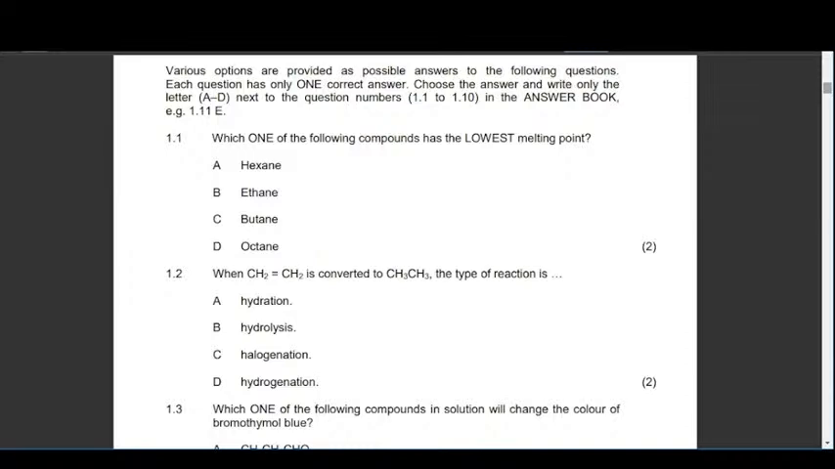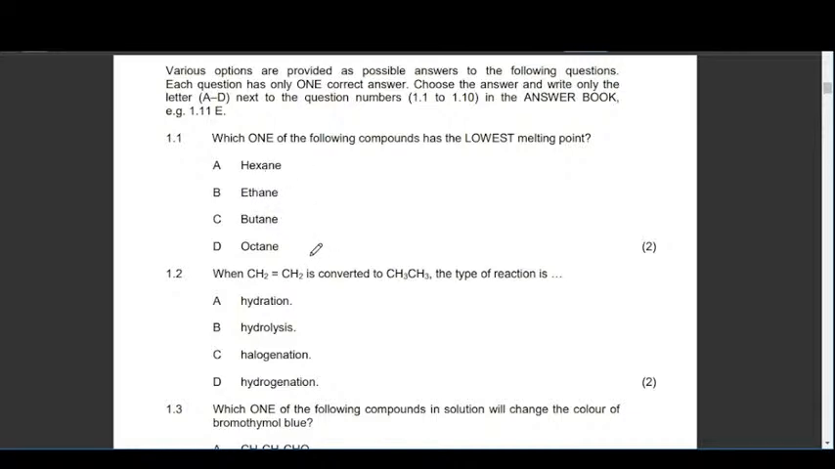All right, let's start with question 1. They're saying which one of the following has the lowest boiling point? So if you look at this, all of them are straight chains, and they have the same functional group, same homologous series. Therefore, what is different is the number of carbon atoms.